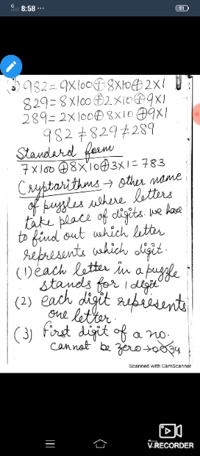Then standard form. What is standard form? Adding these numbers is called standard form. 7 into 100 plus 8 into 10 plus 3 into 1. When we add up, it becomes 783.